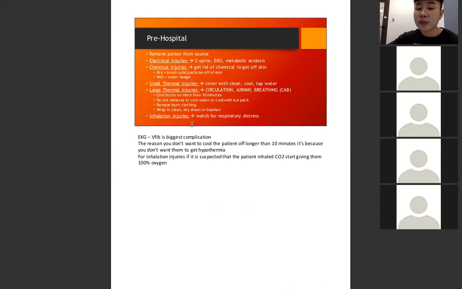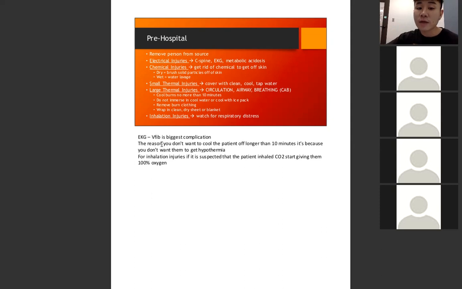Next, we have inhalation injury. We have to watch for respiratory distress. And what are the signs of a patient having a neck and chest thermal injury? Those are burns, singed nasal hair, or burned clothing around the neck and chest area, or the patient may appear wheezing or be unable to swallow. Those are signs of inhalation injury. Please remember that.